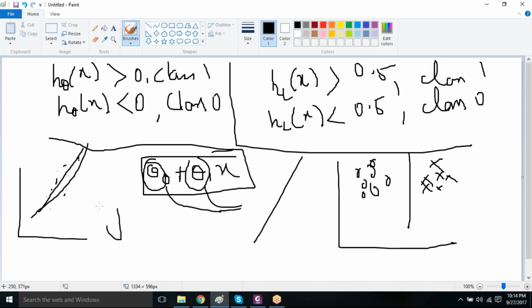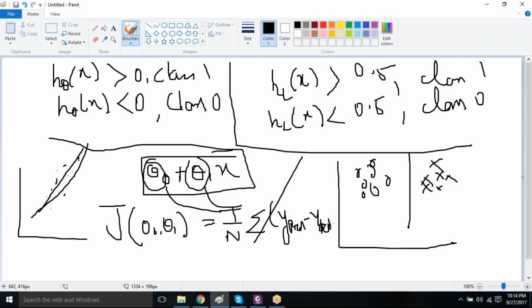That cost function, you remember what was the cost function for linear regression? Summation of y predicted minus y actual, squared. Yes, this was the function for linear regression. Now try to understand this point. This was the function for linear regression because you had to minimize the error so that this line can best fit to these data points.